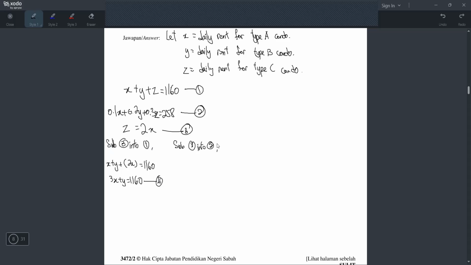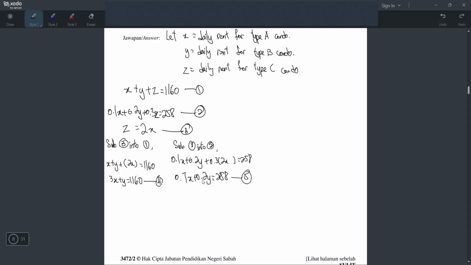Sub 3 into 2. And now you will get another equation with x and y. 0.1x plus 0.2y plus 0.3z, which is 2x, equals 258. And then simplify this. 0.3 times 2 is 0.6, and then plus 0.1 is 0.7, right? So you will write 0.7x plus 0.2y equals 258. And we can call this equation 5.